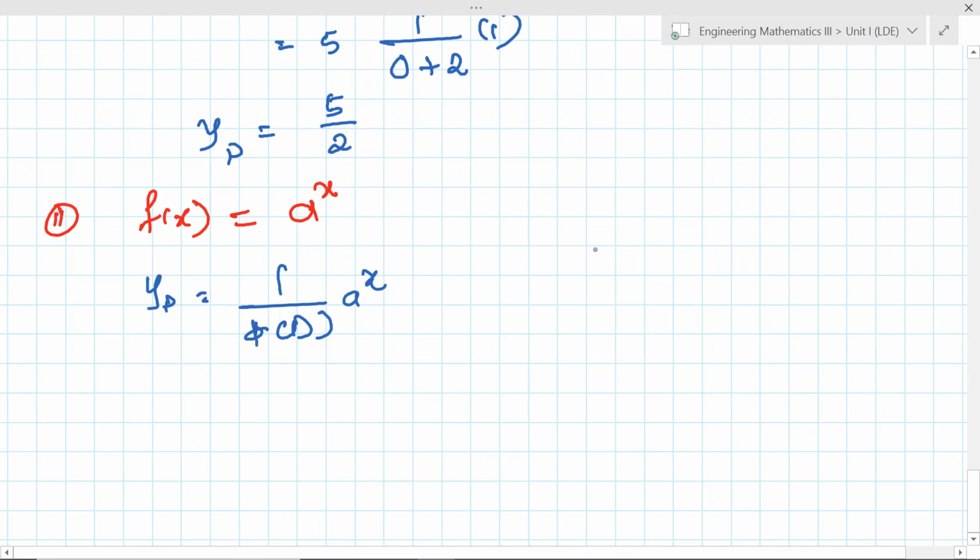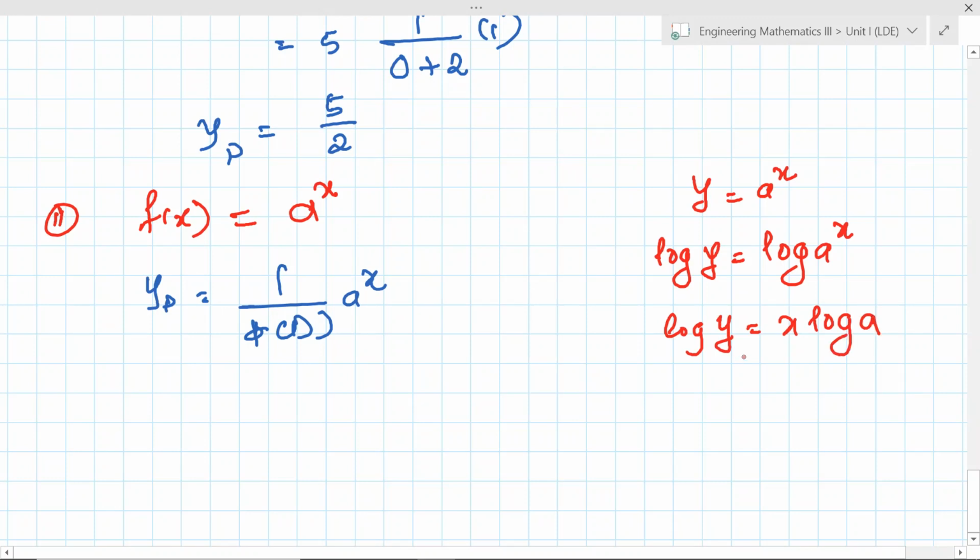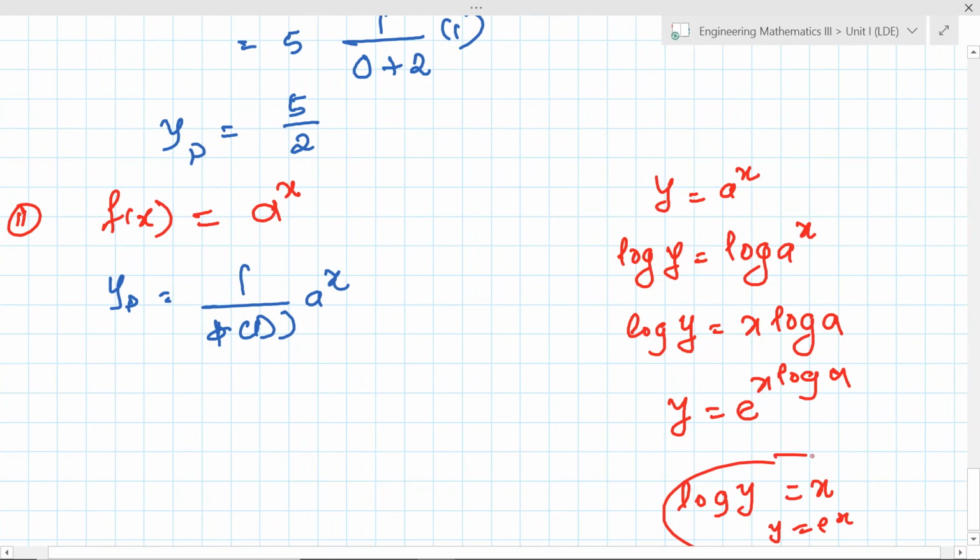Now how can we convert this a raised to x into the form of e raised to something? Let us take y is equal to a raised to x. Take log on both sides. Log of y is equal to log of a raised to x, so that x comes in front. This is log of y equal to x into log of a, by using the property of logarithm. And if we apply the definition of log, then y is equal to e raised to x log a. Because what is the definition of log? If log y is equal to x, then y is equal to e raised to x. This is the definition of logarithm.